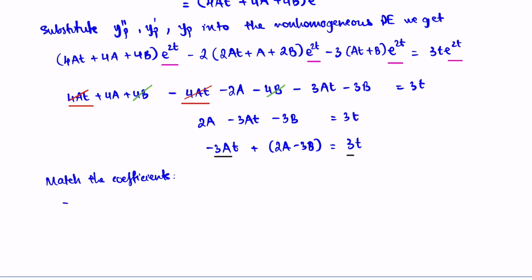And you get negative 3a equal to 3. This implies that a is equal to negative 1. Now to find b, we're going to use the second coefficient here. You have 2a minus 3b by itself, it doesn't have any t attached to that. And so 2a minus 3b is going to be equal to 0.